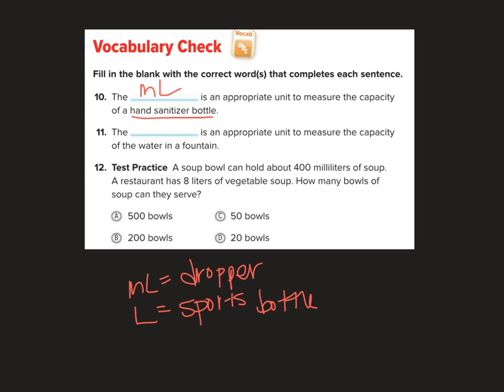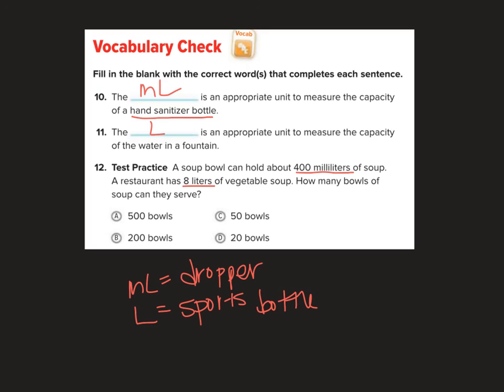The blank is an appropriate unit to measure the capacity of the water in a fountain. Well, like an outside, not like a water fountain, like an outside fountain that spurts water. So that would 100% be liter. Okay, a soup bowl can hold about 400 milliliters of soup. A restaurant has 8 liters of vegetable soup. How many bowls of soup can they serve?